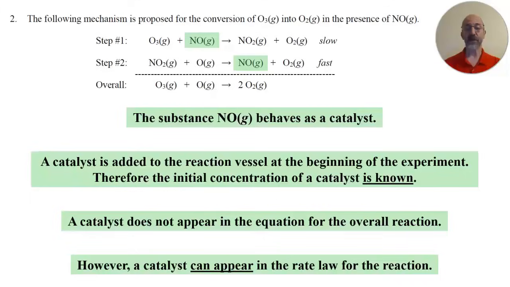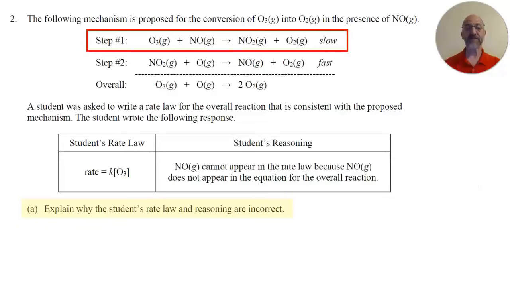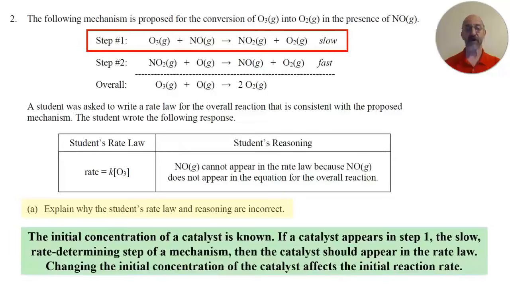So this was the students' mistake. They assumed that we're not supposed to include the nitrogen monoxide in the rate law because it doesn't appear in the overall reaction. But again, the initial concentration of a catalyst is known, and it should appear in the rate law if it appears as a reactant in that slow rate-determining step.